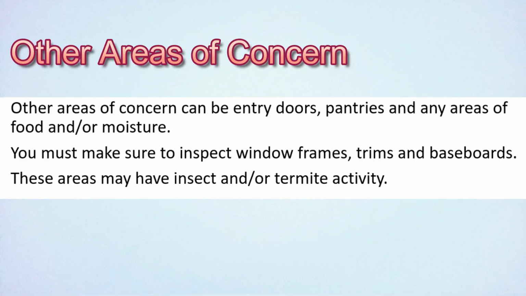In thinking about other areas of concern with interior inspections, you need to think about areas like entry doors, windows, pantries, and any areas of food and or moisture. You need to make sure you inspect window frames, trims, and baseboards, as these can be common areas for insects and termites. Another area of importance to us when it comes to inspecting and treating is going to be attic areas.